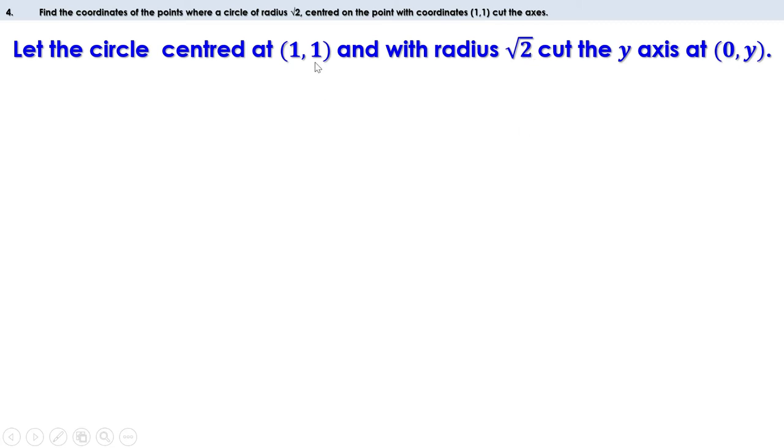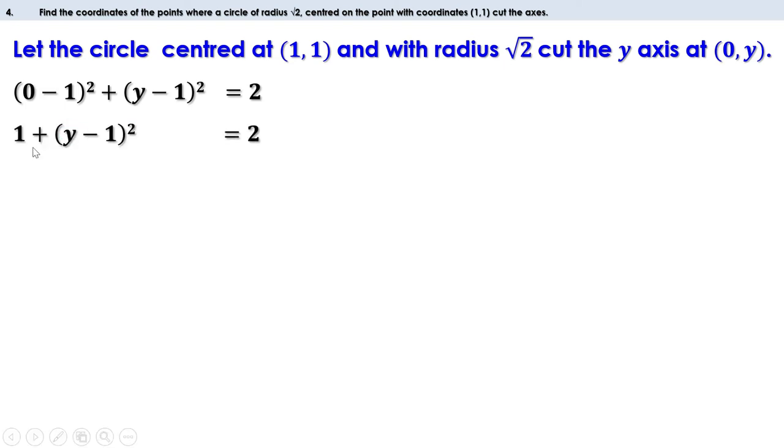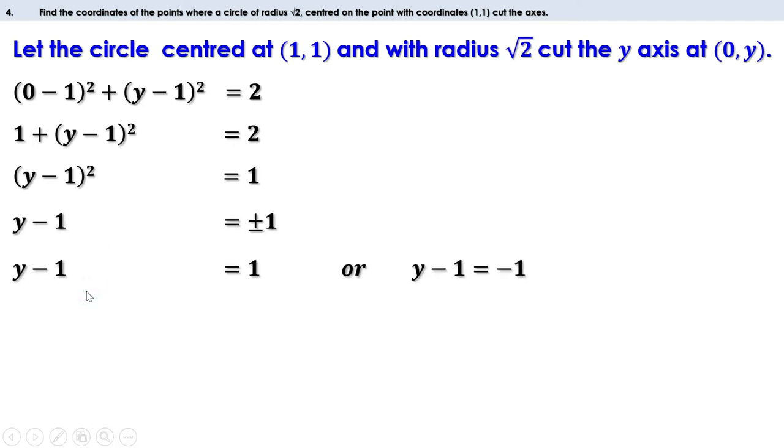The square of the distance is 0 minus 1 all square plus y minus 1 all square, and that is equal to 2. 0 minus 1 is minus 1 and minus 1 square is 1. So this can be written as 1 plus y minus 1 all square is equal to 2. Taking 1 on the other side, we can write y minus 1 all square is equal to 2 minus 1 or 1. Therefore, y minus 1 is equal to 1 or minus 1. We can make two equations now. y minus 1 equal to 1 or y minus 1 equal to minus 1.